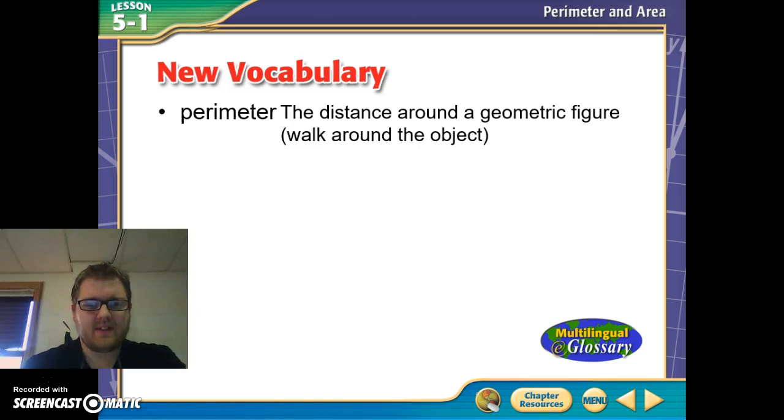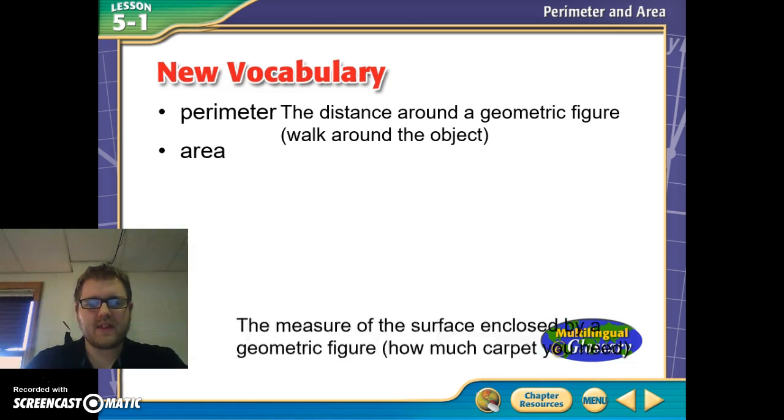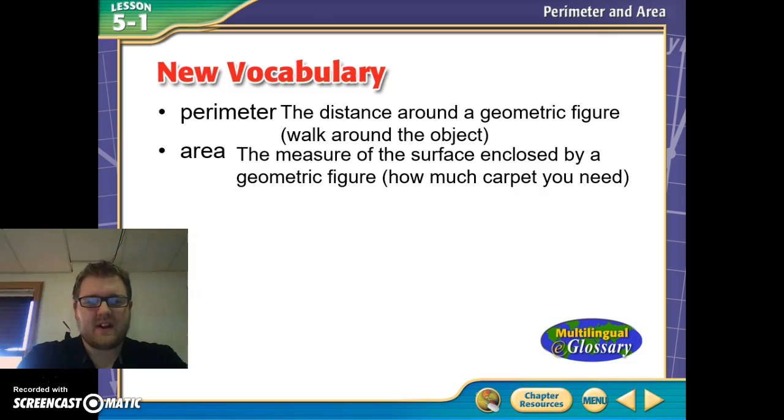Perimeter, the distance around the geometric figure. For instance, how many steps would you have to take to make it around an object, or if you're measuring the outside of an object. The area, on the other hand, tells us how much carpet or how much paint we would need to cover a surface. It's telling us basically if you have blocks set up, how many blocks would cover that surface.